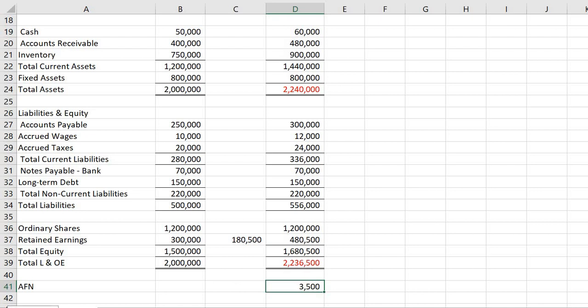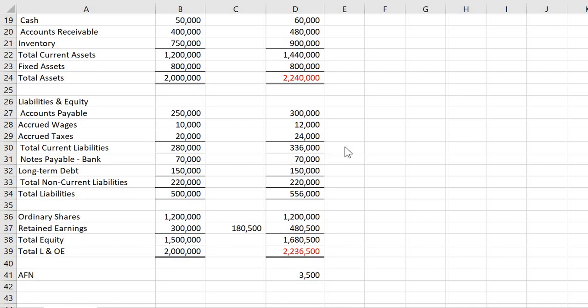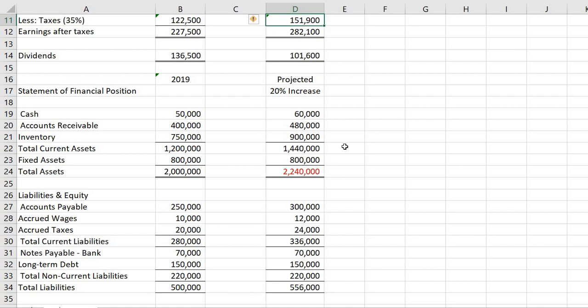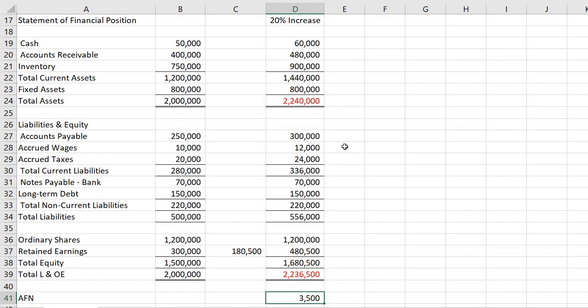I hope that is clear. So, that's how we compute for your additional financing need using your pro forma statement, both your income statement and then your statement of financial position. But take note, class, that there's another way of computing your AFN. This time, it is in the form of a formula. Based on the formula, you can compute our AFN. So, what is the formula?